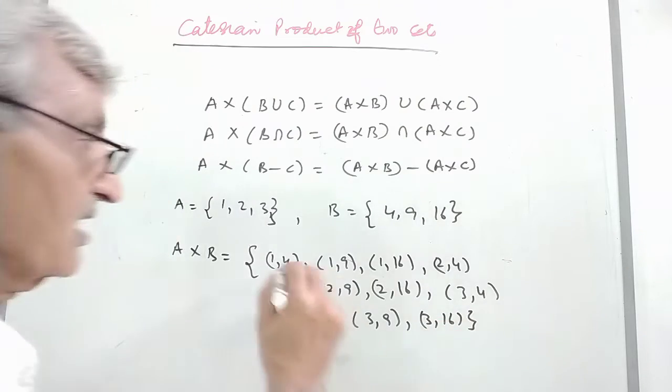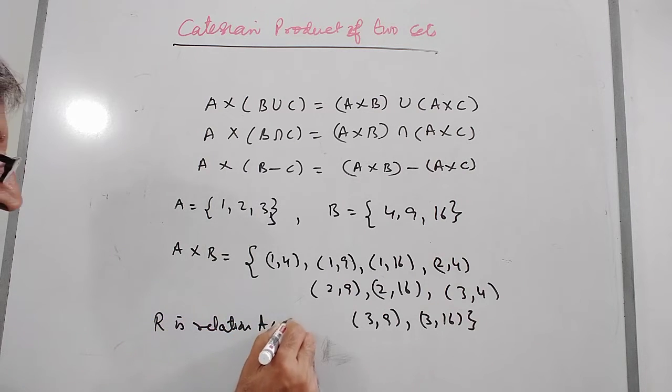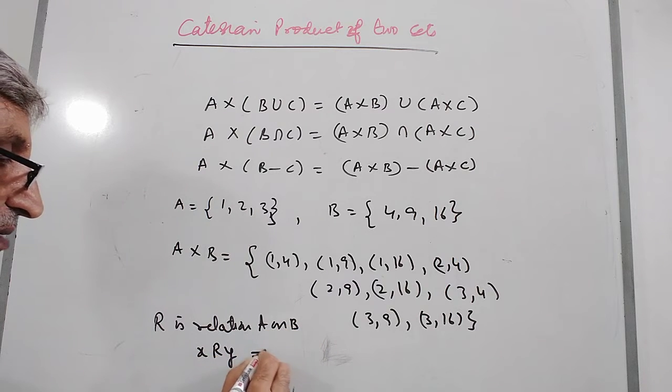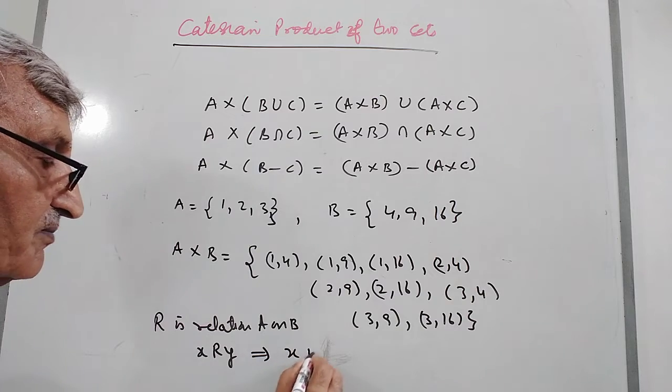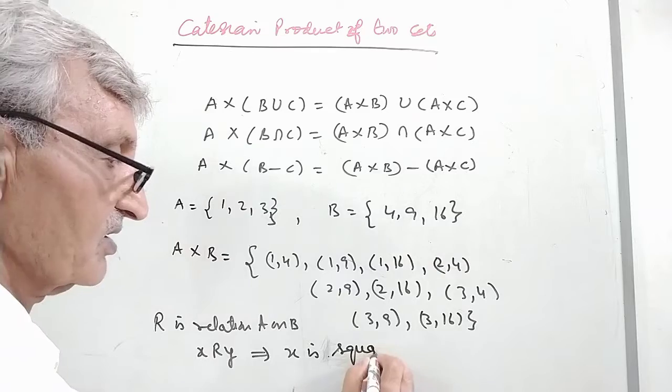Suppose there is x and y here. R is a relation. A relation from A to B, such that we write like x related to y. I write suppose x is the square root of y. Suppose I got this relation.